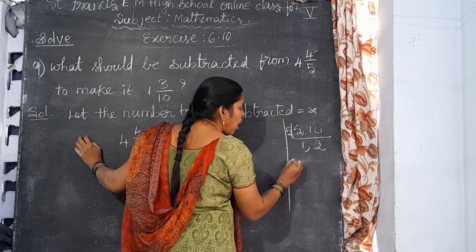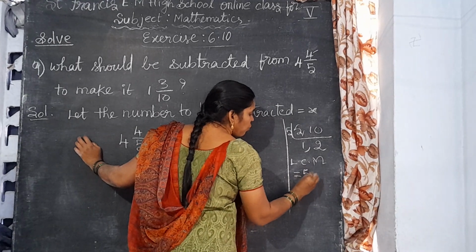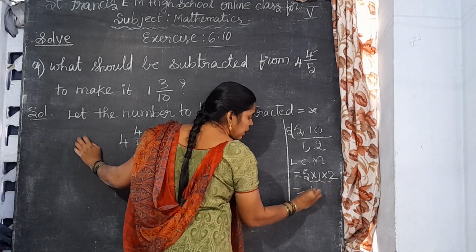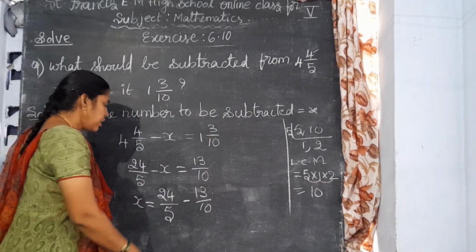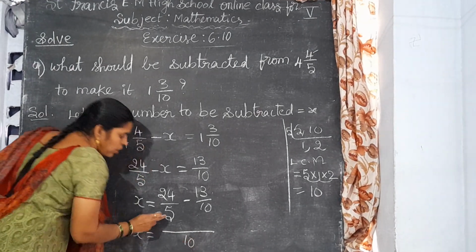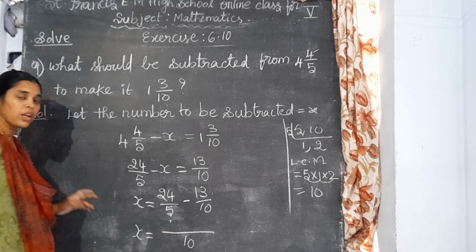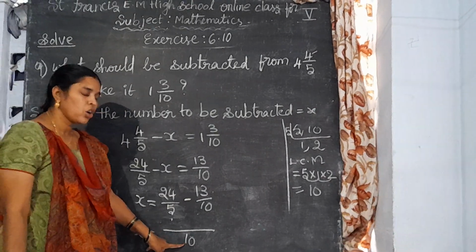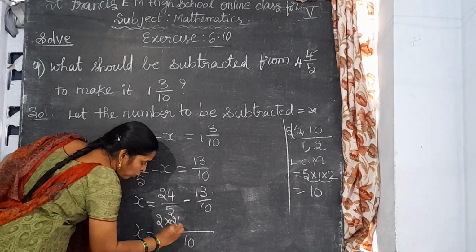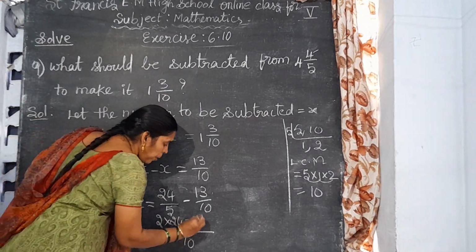No. So what you have to do? Outside numbers you should multiply. So LCM is equal to 5 into 1 into 2. 5 1s are 5, 5 2s are 10. So what is the LCM? 10. Now this 5, how many times will it go in this 10? In the first fraction, 24 by 5, 5 how many times will it go in 10? 2 times. That 2 into numerator, 2 into 24 minus, 10 how many times will it go in 10? 1 time. 1 into 13.